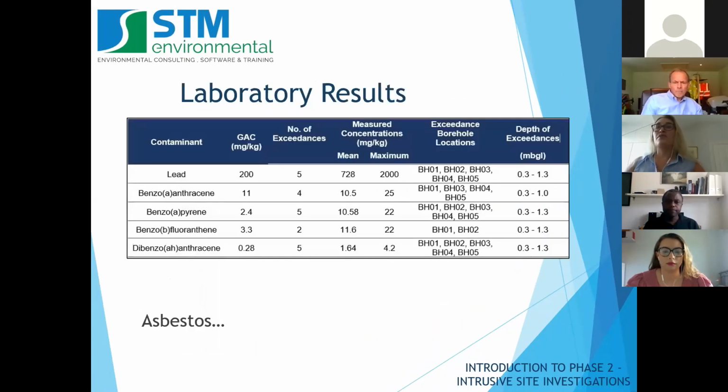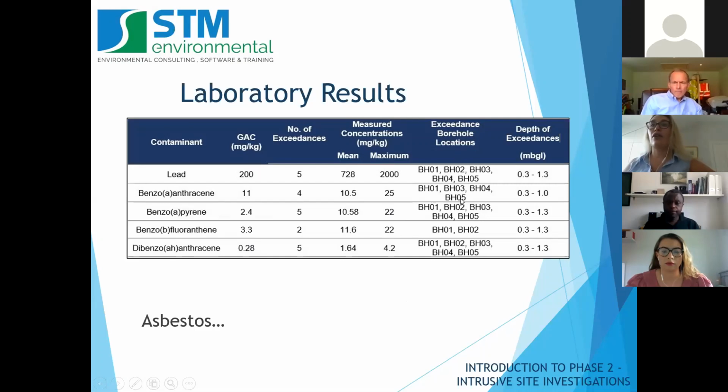This table shows the contaminants which were identified that exceeded the chosen GAC of residential with plant uptake, because the proposed end use was to have houses with private gardens. You can see the GAC values here. Note the lead 200, which I spoke about earlier, and the other GAC values along here. And this column shows the maximum identified concentrations. And you can see that some of them significantly exceed the GAC, 10 times more even.